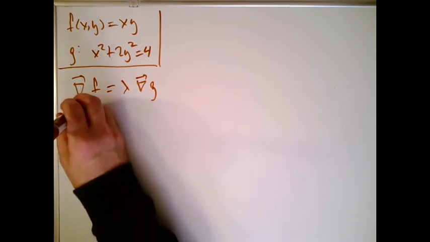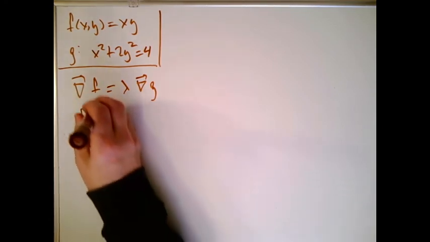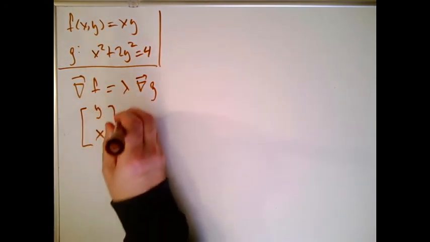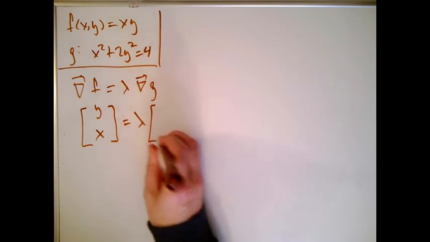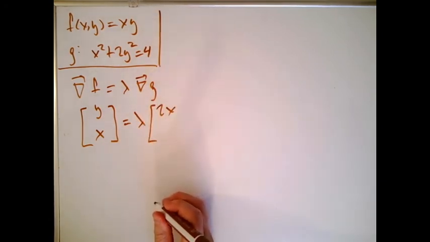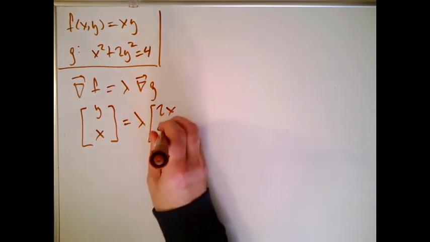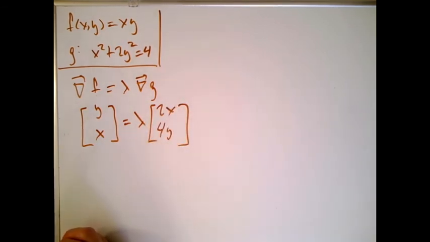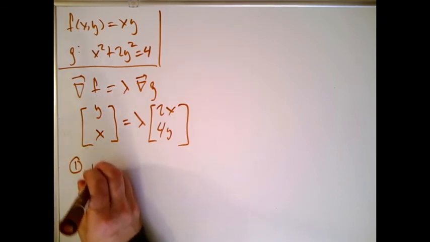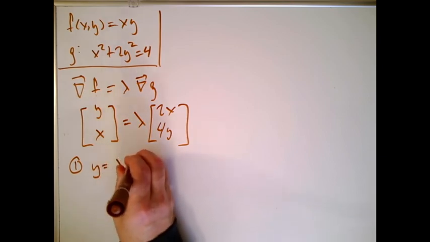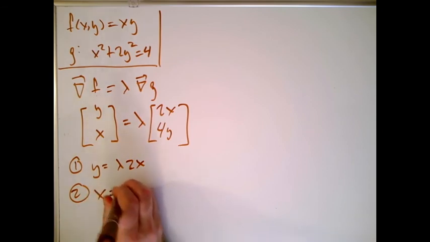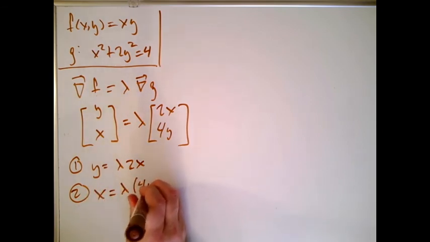Well, I know how to find the gradient of f. It's just the partial with respect to x, and that's y, and the partial with respect to y, and that's just x. And I'm supposed to put a lambda down. Gradient of g with respect to x is 2x. The gradient of g with respect to y is 4y. This actually gives us two equations, because this gives us the equation y equals lambda times 2x. And it gives us another equation. It gives us x equals lambda times 4y.